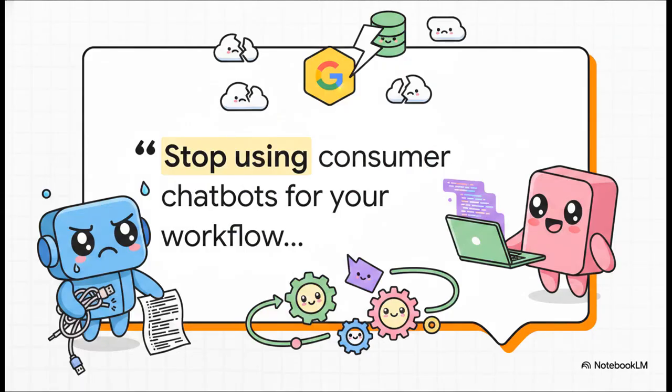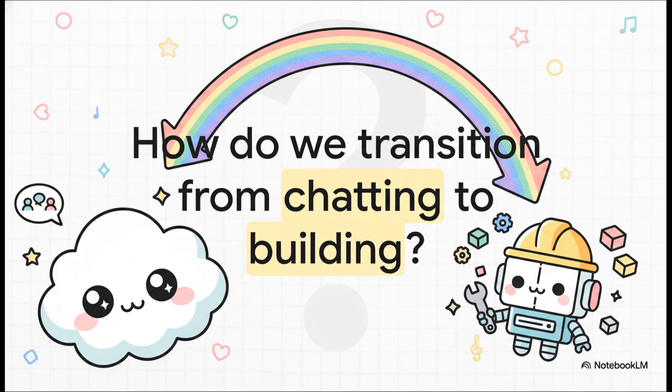There's this really bold statement spreading like wildfire around the dev community right now, and it says, stop using consumer chatbots for your workflow. And honestly, it hits the nail right on the head, doesn't it? We've all been there, highlighting code, copying it from a chat interface, pasting it back into your IDE. It's just full of friction. It's this incredibly manual, brittle process that is basically impossible to automate or scale. So the big question is, how do we actually bridge that gap? How do we go from just chatting with an AI to actually building software with it?